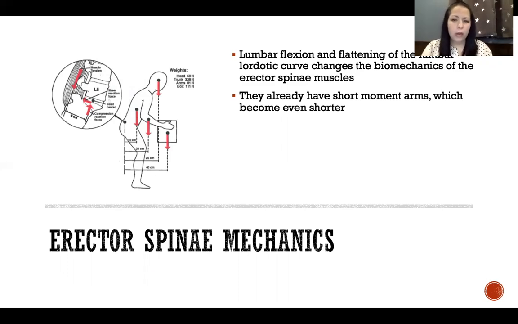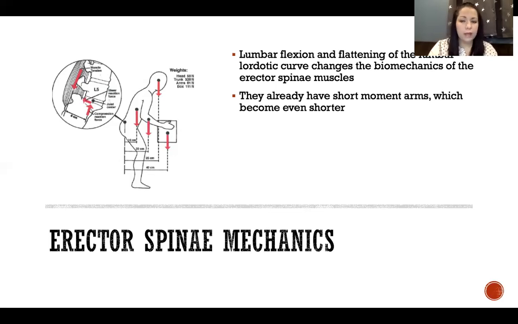Erector spinae already have very short moment arms. So if we look at where the axis is, that is right through the center of the spine is where the actual movement is. And if we look at the perpendicular distance between that axis and the angle of pull or the direction of the muscle force of erector spinae, it's a very, very short distance. So they already have short moment arms, even in a normal position. When we are in lumbar flexion or we flatten the lumbar lordotic curve, those moment arms become even shorter. And we know that shorter moment arms means less of an advantage of that muscle.